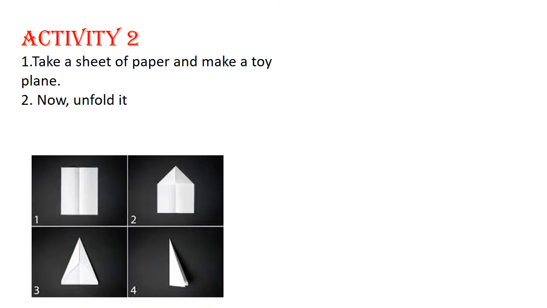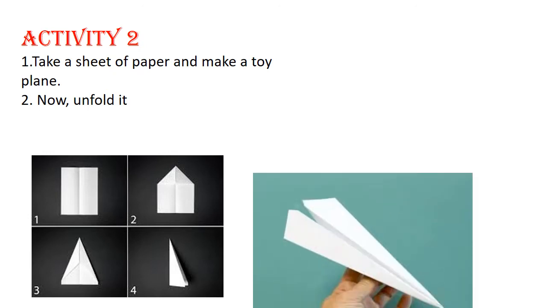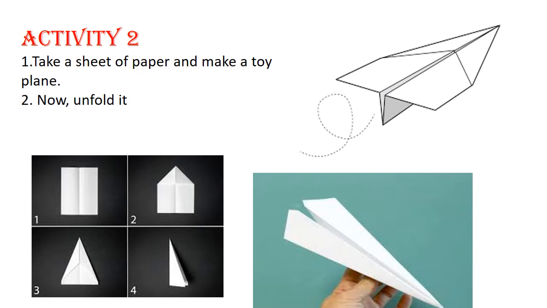Now another activity. Activity 2. You take a sheet of paper and you make a toy plane. I think all of you know the steps to make a toy plane, right? So you can see step 1. You have to fold the paper. Then you have to make a triangle-like shape at the top. And then you fold it and make an aeroplane out of that. The aeroplane will look like this, right? And it will fly when you send it, right?